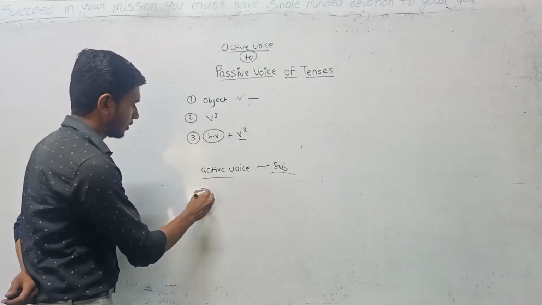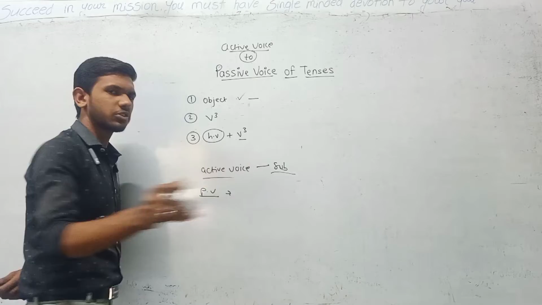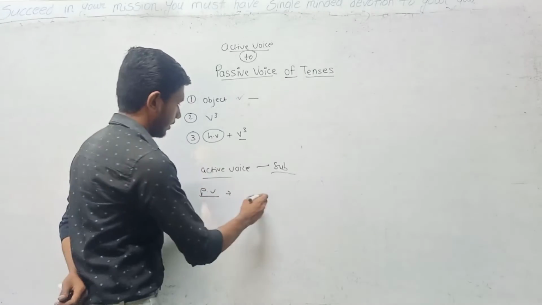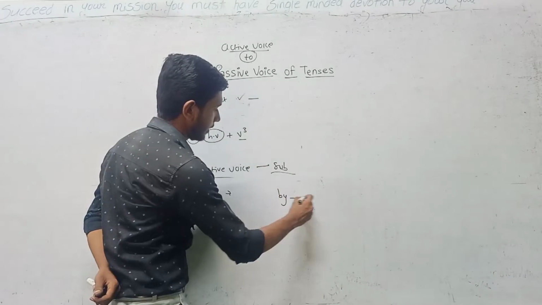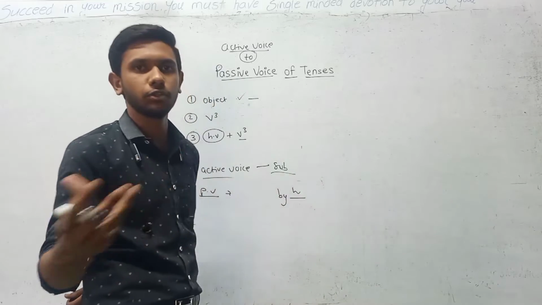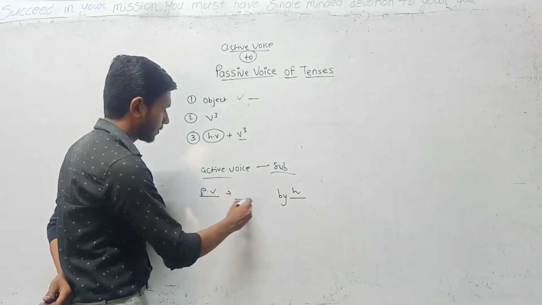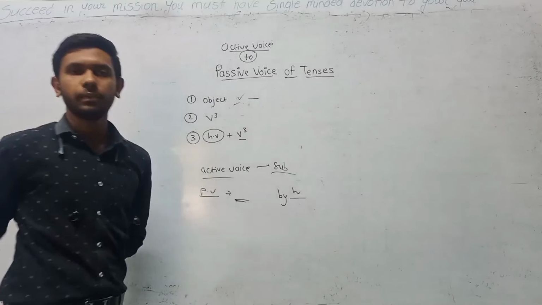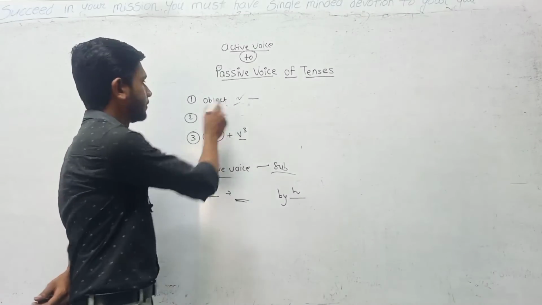But in passive voice, what is happening? No importance is given to the subject. We will write the subject at the last by using by him, by me, by you, by her. At the first place there will be the object. So in passive voice, the sentence will begin with the object, right?